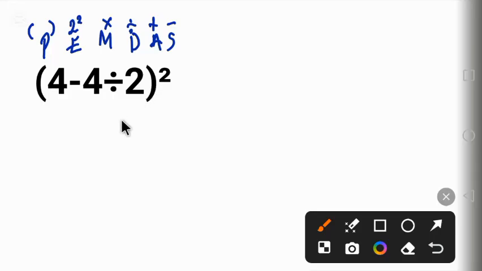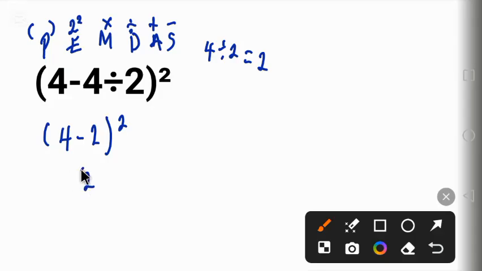Looking at the parentheses, we have division there, so we're going to begin with this division. So 4 divided by 2 will give us 2. We have a new equation inside this parenthesis, which is now 4 minus, this one is gone, it became what? 2 raised to power 2. Now 4 minus 2 will give us 2 raised to power 2, and then 2 raised to power 2 will give us 4. This is the correct answer.